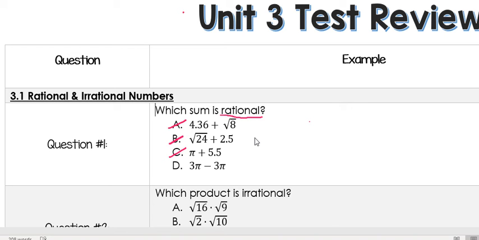Now this last choice, I have 3 pi minus 3 pi. Now, whenever you subtract something from itself, my outcome is always 0. If I have 3 groupings of pi and I take away 3 groupings of pi, I'm left with no groupings of pi. And 0 is a rational number. So D is going to be my answer.